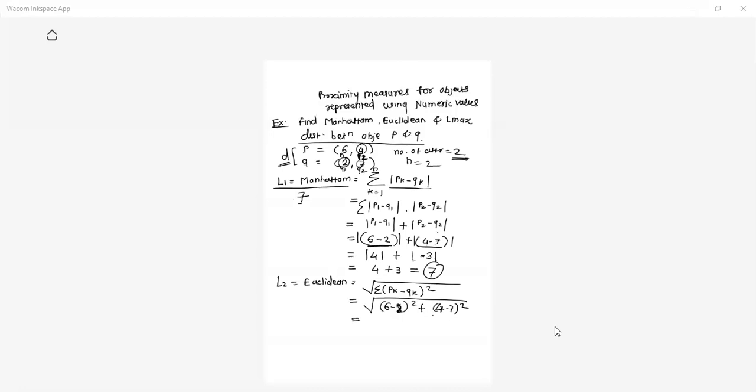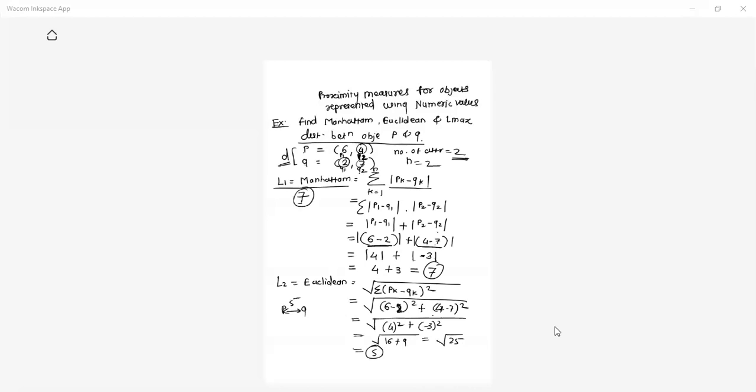So my equation becomes: 6 minus 2 is 4, squared, plus minus 3 squared. So 16 plus 9 is equal to the square root of 25, and the distance between the objects P and Q using the Euclidean distance formula is 5. Here, with the Manhattan formula, we obtained 7.